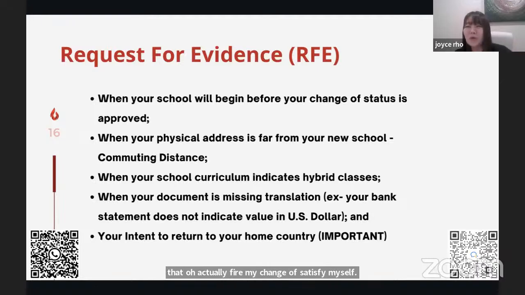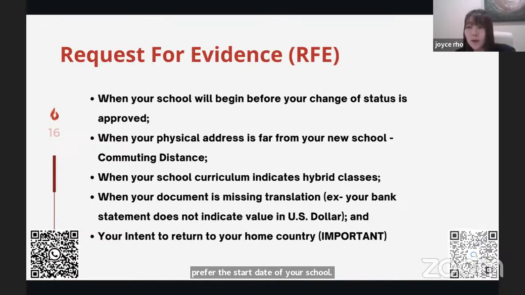They come with their RFE letter, and I noticed that it happens first when your school will begin before your change of status is approved. So for example, you submit your change of status on June 1st. And then your I-20 says that your school will begin like June 15, in 2 weeks. Once USCIS opens your case, they notice that the school starts in 2 weeks, but they know they are not able to give you an approval letter before the starting date. Then they will send you an RFE requesting that you defer the start date of your school.